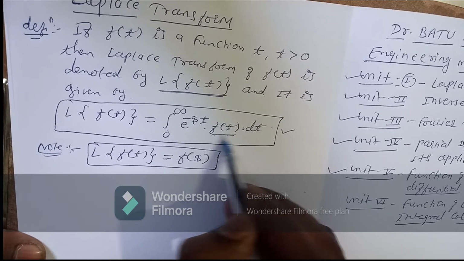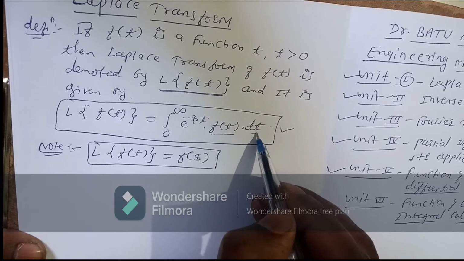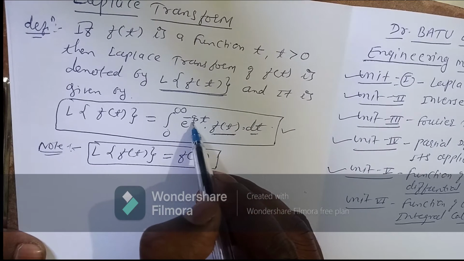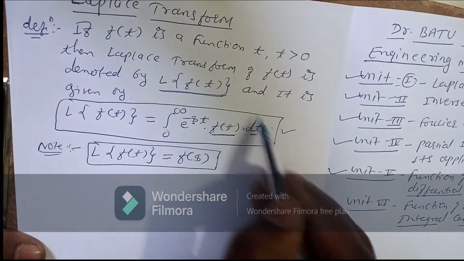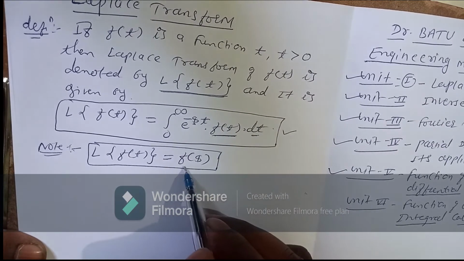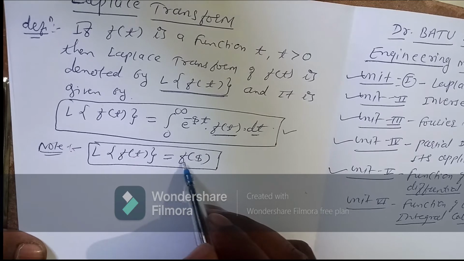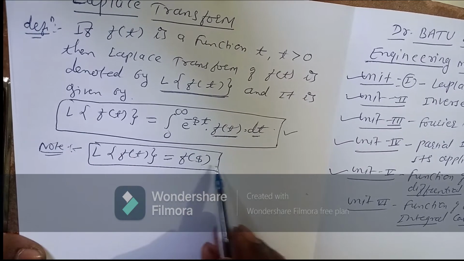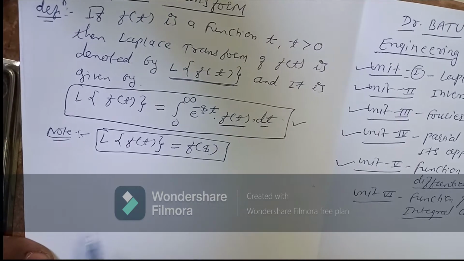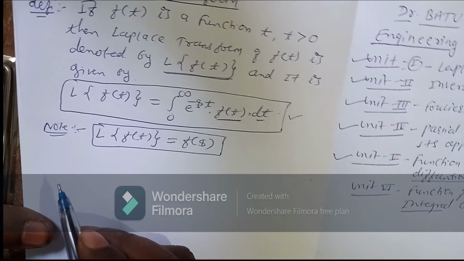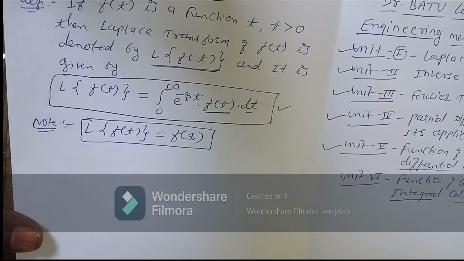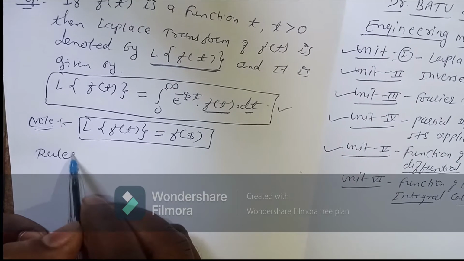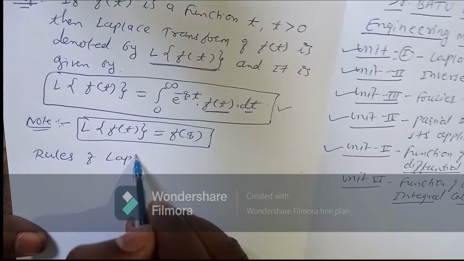So here f of t is a variable. We have to integrate this particular function with respect to t. So here the constant is s. If you solve this integration, your answer will be in the form of s, and that's why we can say that Laplace transform of f of t is always a function of s. Okay, now for solving some examples of the Laplace transform, there are some rules. So let us see these rules first. Rules of Laplace transform.